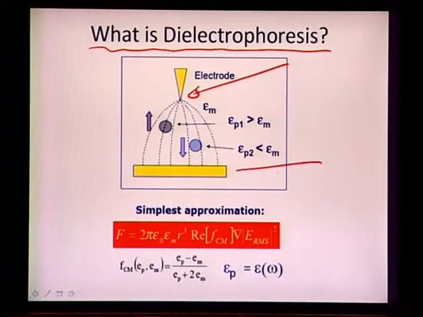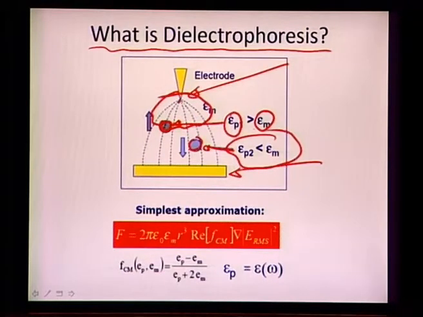So, you have a non-uniform electric field being made up between a plate and a point, okay, and you have crowding of field lines in this particular zone or region. Now, you have a particle here, let us say P1 and P2, where the dielectric constant of the particle is greater than that of the media in this particular case, and the dielectric constant of the particle is lesser than that of the media in this particular case.